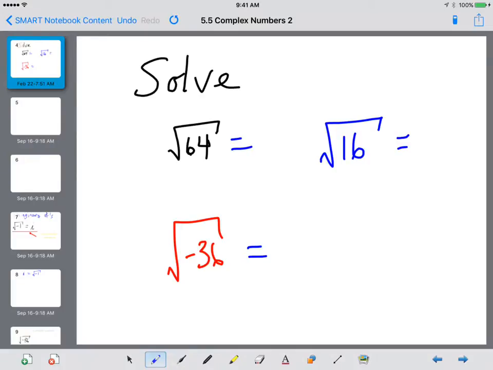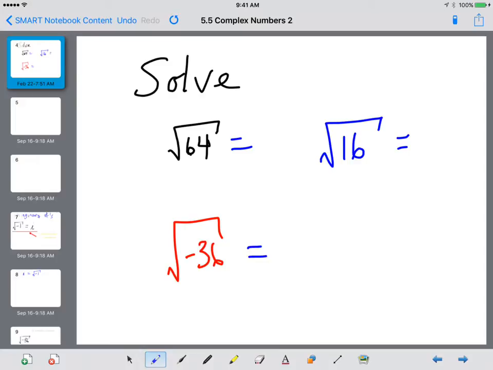Welcome to this lesson on complex numbers. First lesson in Unit 2. What I'd like you to do is grab a calculator. If you need to pause the video, do so, and try to take the square root of these three numbers: square root of 64, square root of 16, and the square root of negative 36.